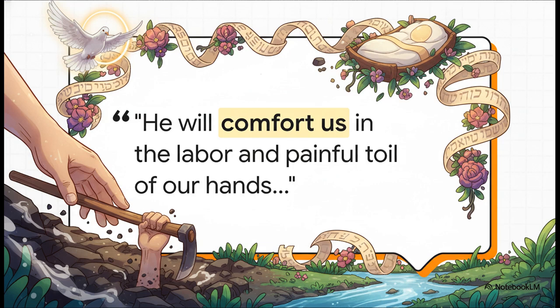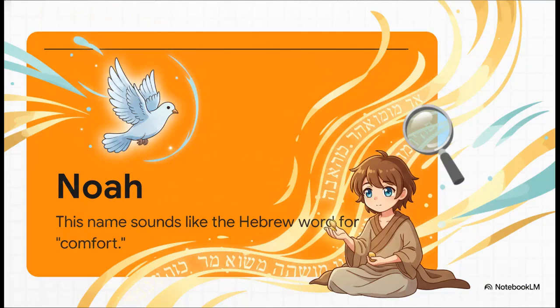But just as we're settling back into the rhythm, something else new happens with the birth of Lamech's son. We get a prophecy. Lamech looks at his newborn son and says, "He will comfort us in the labor and painful toil of our hands." He gives his son a name that's just packed with meaning and hope for the future. And who is that son? His name is Noah. And this is really cool. The name Noah actually sounds just like the Hebrew word for comfort. So his very identity from the second he was born is tied directly to that prophecy his father made.